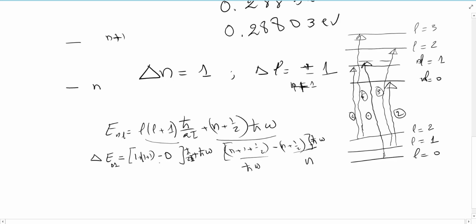Okay, so in this case it's going to be 2 times 2 divided by 2, so ΔE01 is going to be clearly equal to ħ over I plus ħω. Okay, did I include an ħ or ħ squared? I think it's an ħ squared. I made a mistake here.